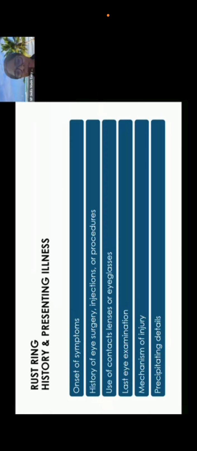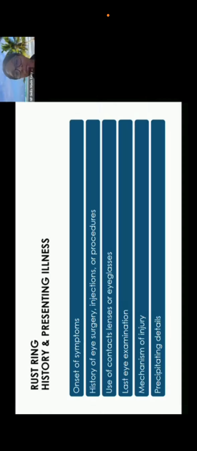On your history and present illness, this is where you really have to capture some important things to know that this is appropriate to do. So we want to know the onset of symptoms. Typically, these people come in pretty quick. We like them to come in within hours after the injury happened, but a lot of times 24 to 48, maybe 72 is the max that they're presenting to your facility.